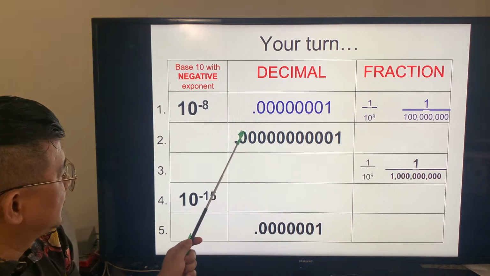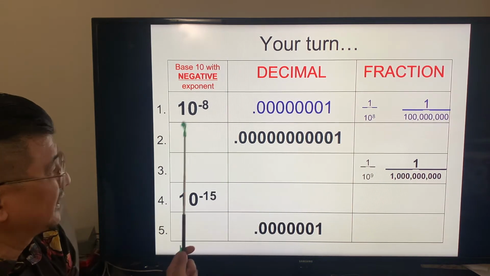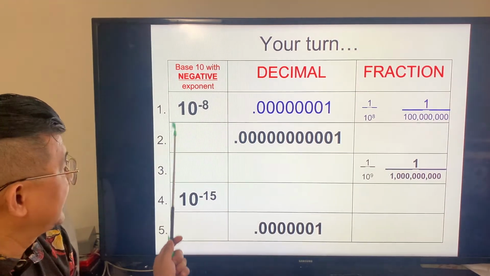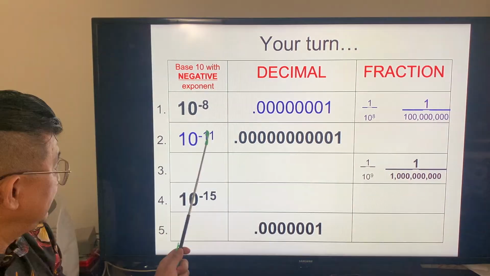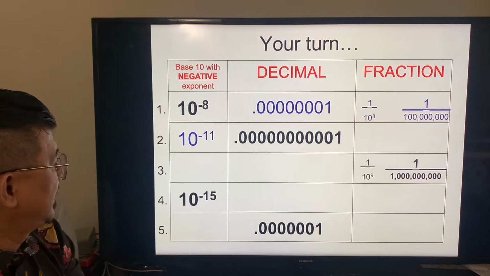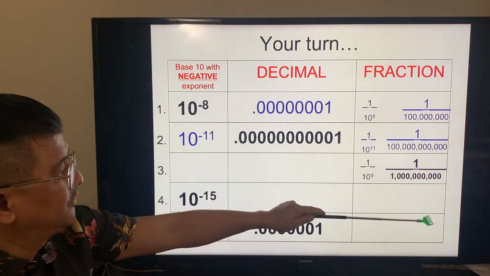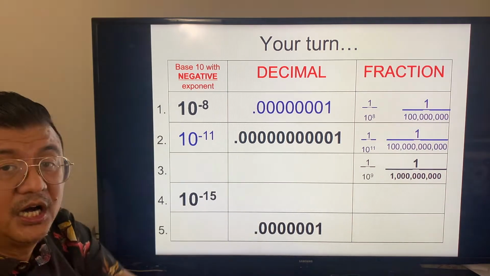So this, how many zeros? 1, 2, 3, 4, 5, 6, 7, 8, 9, 10. What exponent will I use? 10 to the negative 11. Remember, this is more than that one. So how do I write this? 1 over 10 to the 11, or 1 over 100 billion.